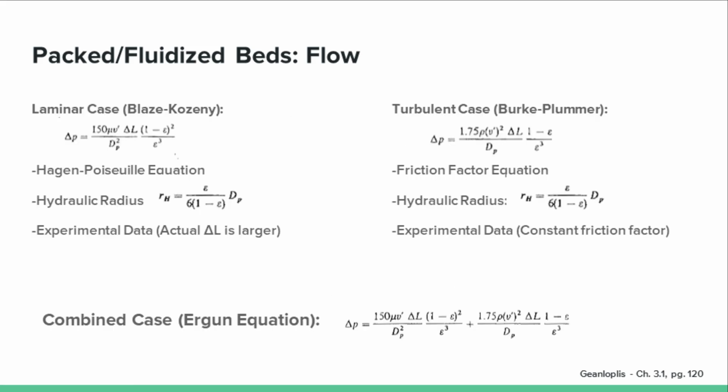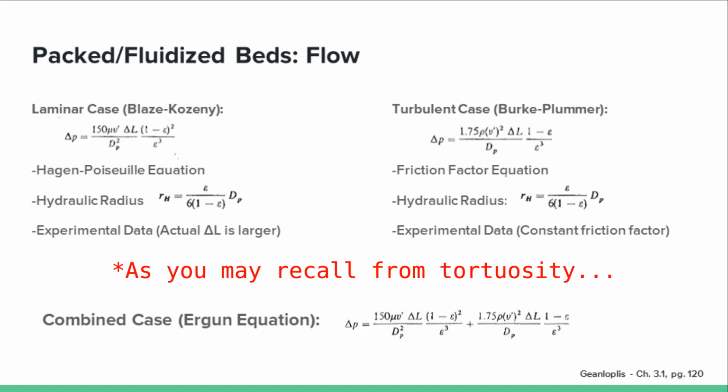Okay, so as you can imagine, laminar and turbulent flow are going to behave differently and need individual equations to describe their flow. The only new parameter in these equations is delta L, which simply represents the length of the bed. The laminar case is called the Blake-Kozeny equation, which is actually just a rearrangement of the Hagen-Poiseuille equation, substituting in the appropriate hydraulic radius and solving for delta P. Experimental data is used to adjust for the fact that the actual delta L is a bit larger than the bed's delta L, as the fluid cannot make a straight line from entrance to exit.